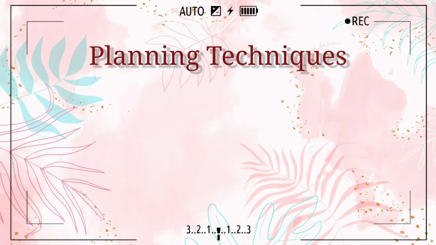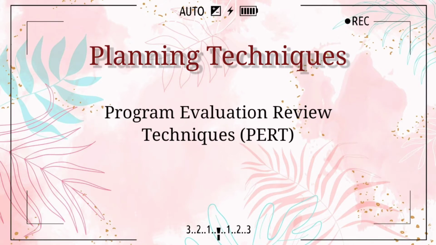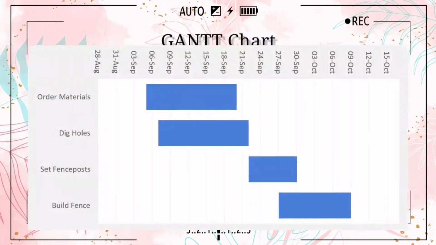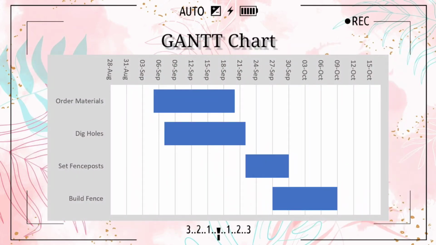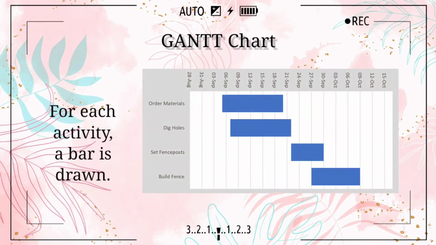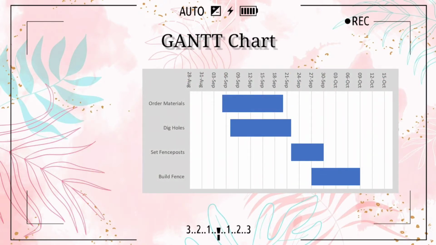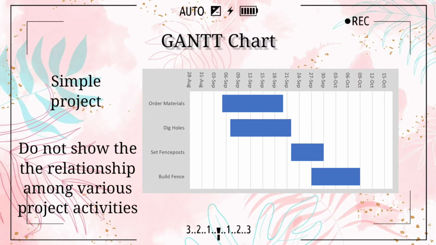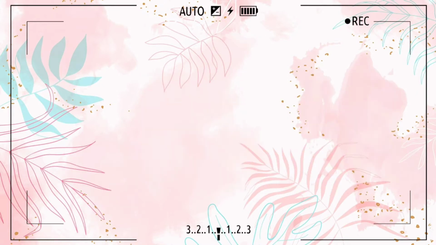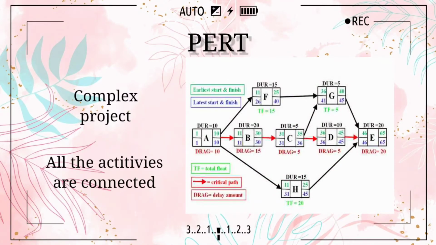There are two types of planning techniques. The first one being the program evaluation and review technique, PERT, and the second one being the Gantt. In easy words, a Gantt chart is a bar chart with project activities, and for each activity, a bar is drawn. Usually, this chart is only used in simple projects because it does not show the relationship among various project activities. However, for a more complex project, a PERT chart is used because all the activities are connected and we can see a clearer view of the project.